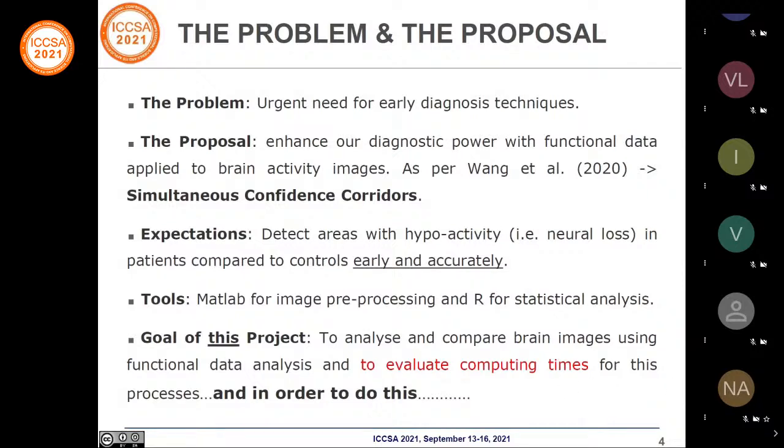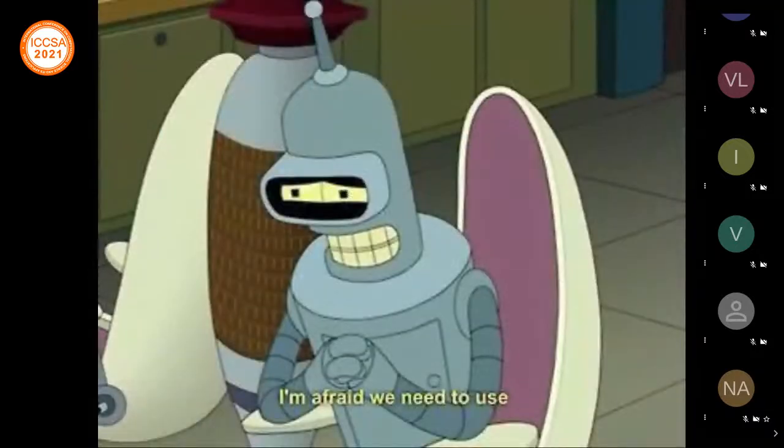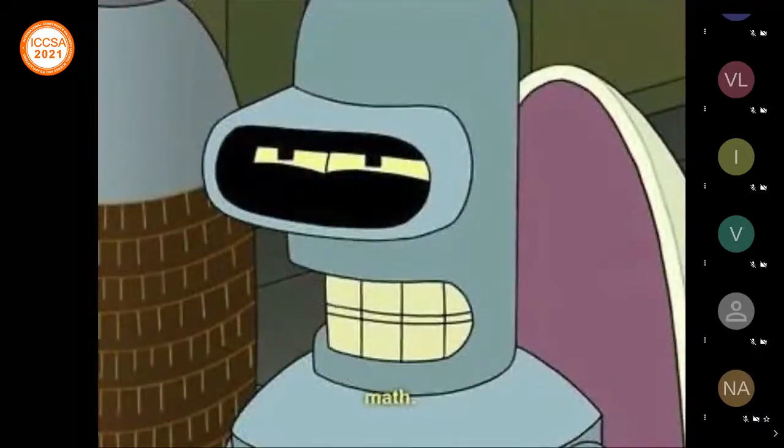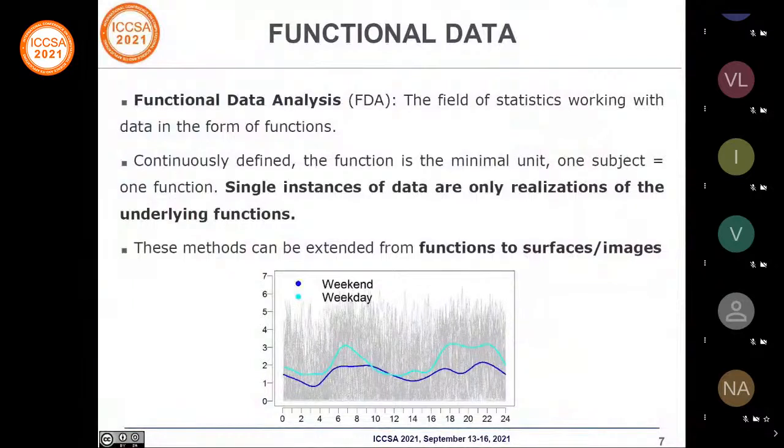So let's get into detail now that we have this background. And I'm afraid that in order to do this, we will need to use mathematics. Functional data. For those of you who are not familiar, functional data analysis is a relatively new field of statistics, kind of complicated for people like me who are biologists, because they live in these mathematical spaces. Anyway, it is a field of statistics which works with data in the form of functions.